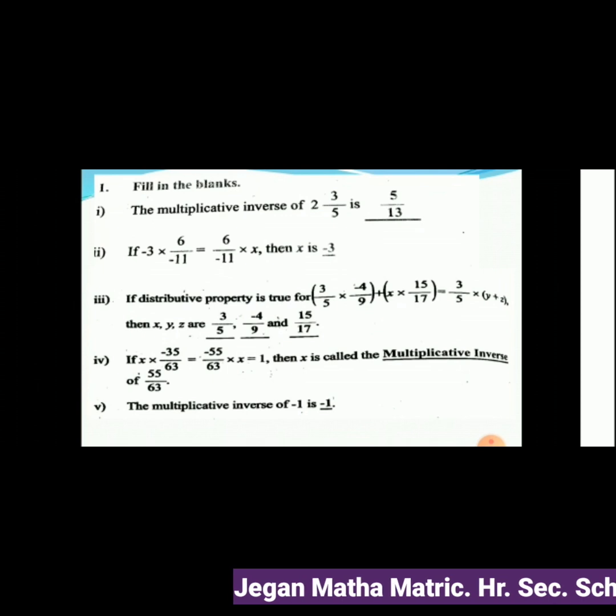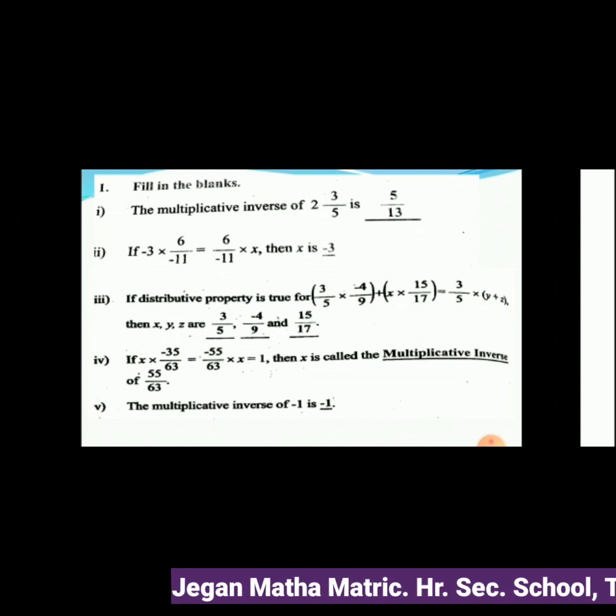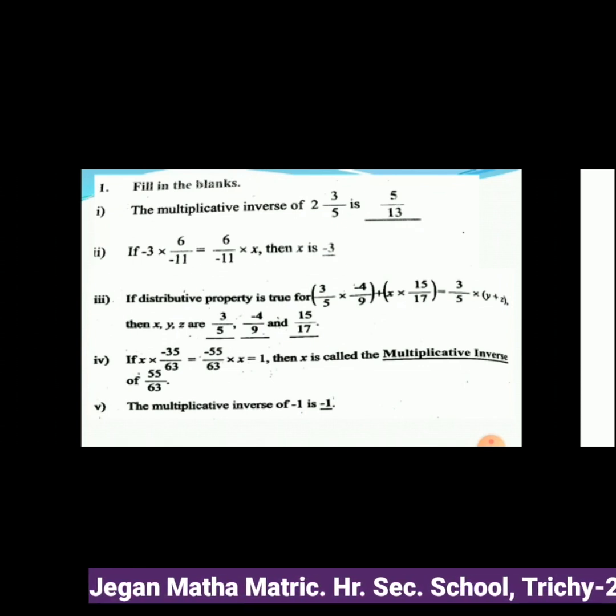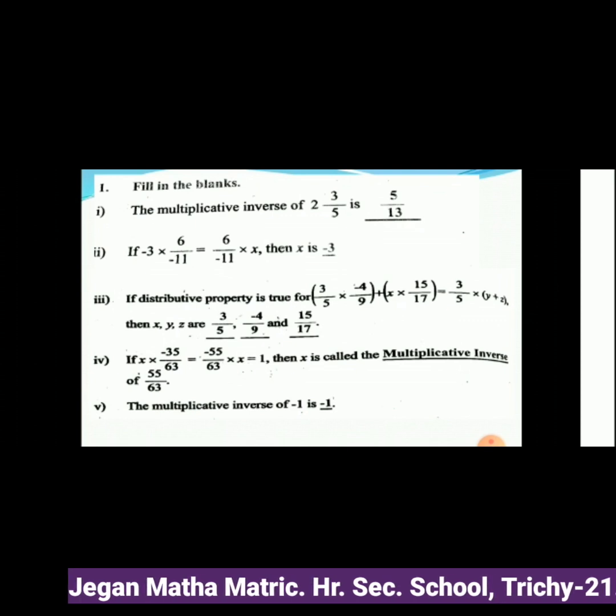In the second one, if minus 3 multiplied by 6 divided by minus 11 is equal to 6 divided by minus 11 cross x, then x is, this is the commutative property for multiplication. So here x is equal to minus 3.